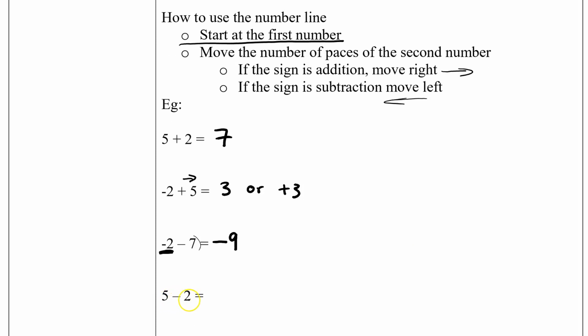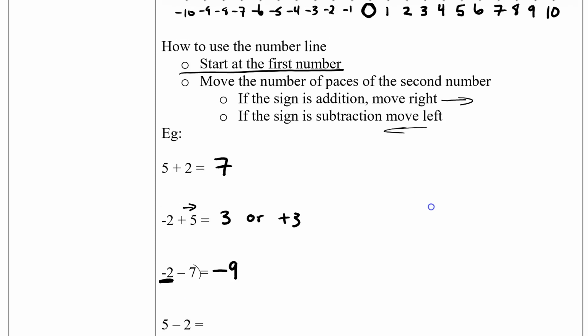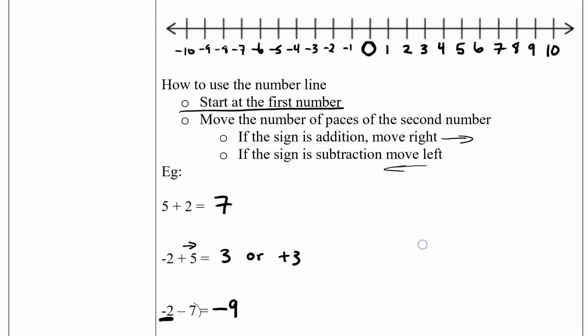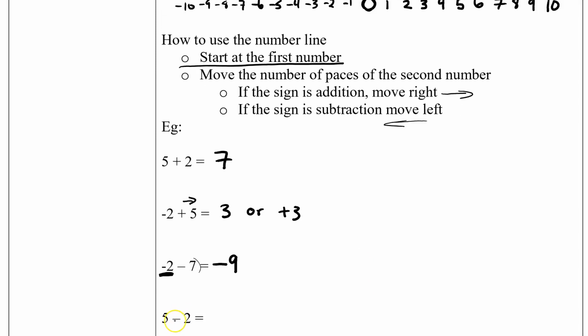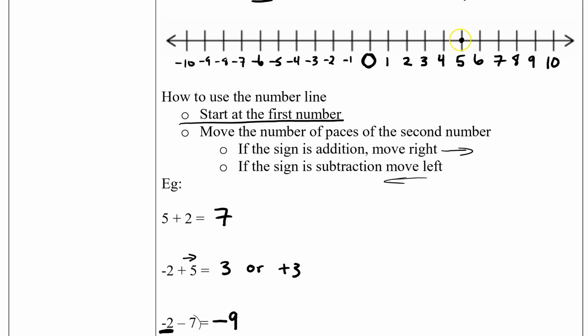Five minus 2. Now that's just a regular question, but let's just use the number line here. There are no negatives involved. The only thing that's negative is that subtraction sign. So you start at 5 and you subtract 2, so you are at positive 3.